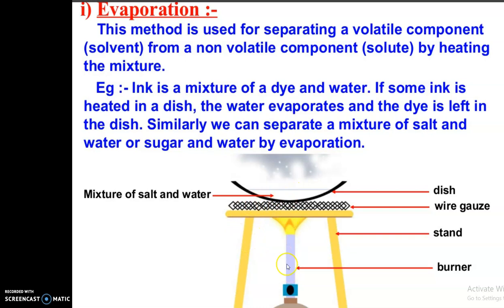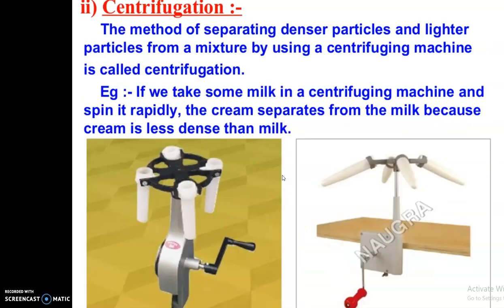So this is the experimental setup. Similarly, we can separate a mixture of salt and water or sugar and water by the evaporation method. In this method, we need a burner, a stand, a wire gauze and a dish. In this dish, we'll keep our substance which should be separated out.